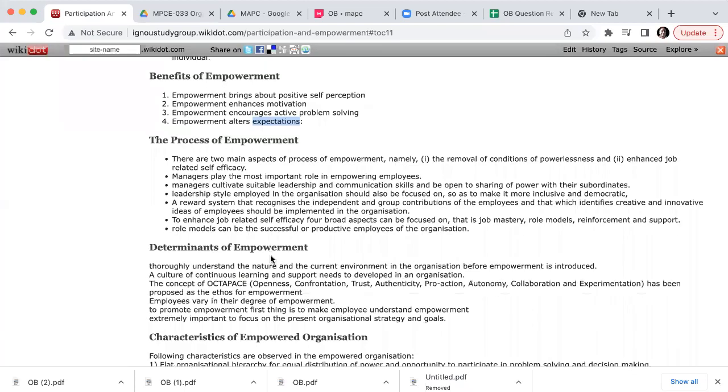So that is the benefits of empowerment. Now we are going into the process of empowerment. There are two aspects you need to enable to make somebody empowered. First, whatever conditions are actually obstructing that employee from feeling the power, you need to remove them. That is the first thing.